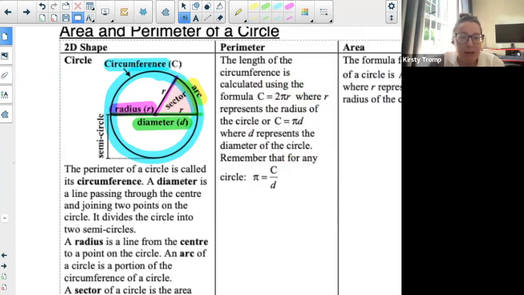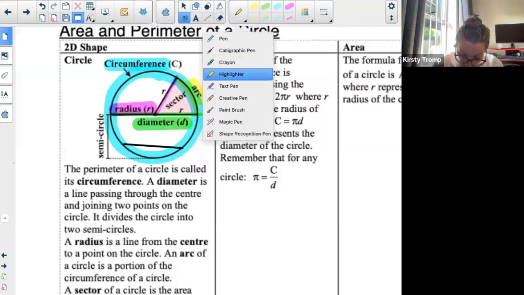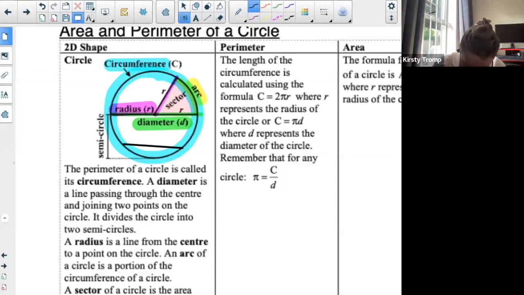Somebody's asking me in the chat, ma'am, is a chord the little diagonal radius? So what is a chord? There isn't a chord drawn on here. Let's draw a chord on for you guys. A chord is a line that goes from one edge of the circle to the other edge of the circle. It doesn't necessarily go through the center of the circle. So a chord does not go through the center of a circle. It goes from one edge to the other. This is known as a chord.